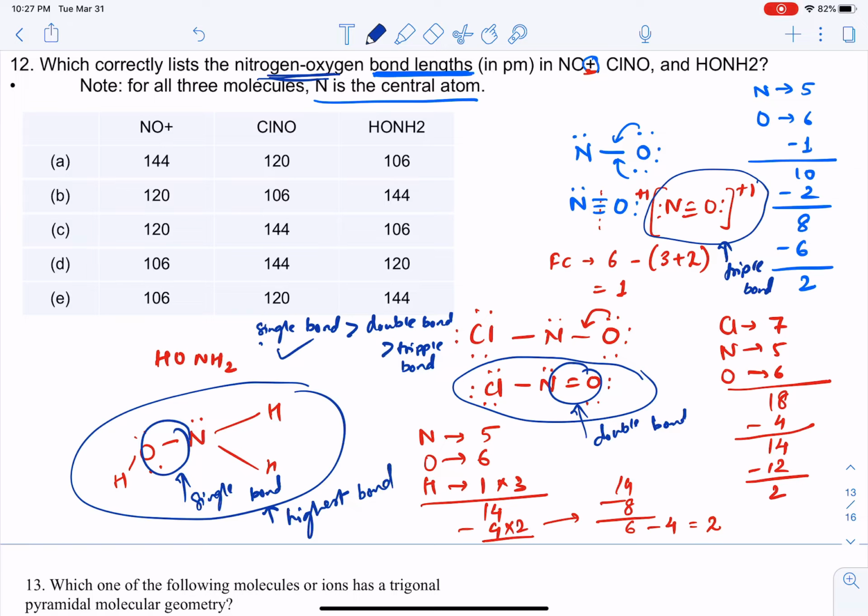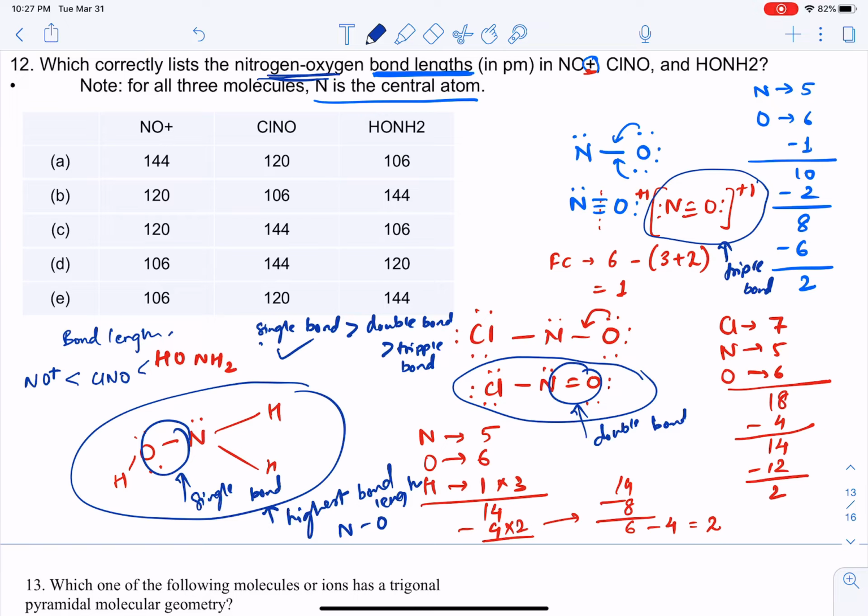So highest bond length for N and O. So what we can say is that HO and H2 would be having the highest bond length. If you see, there are 3 options, 144, 120 and 106. You can check which one has the highest bond length here, or let's go one by one. NO plus, as I said, triple bond will have least bond length. Next will be ClNO, then highest bond length will be with HO and H2. So bond lengths.